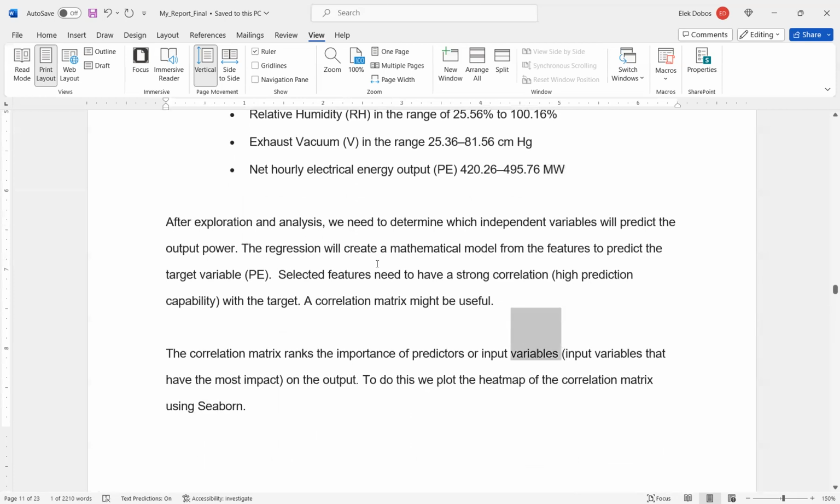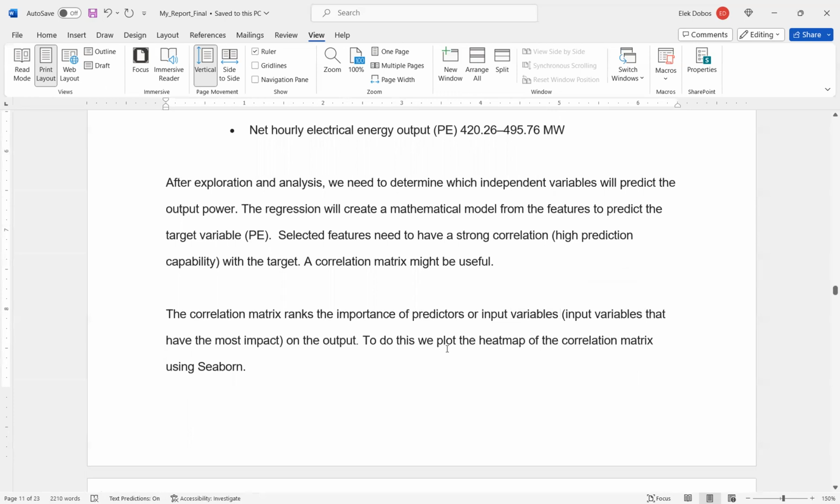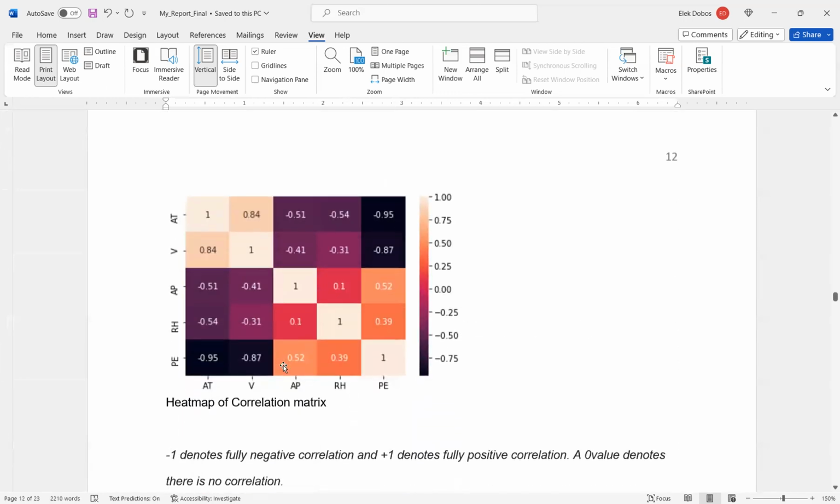After exploration analysis, we needed to determine which independent variables will predict the output power. The regression will create a mathematical model from the features to predict the target variable PE. Selected features need to have a strong correlation, a high prediction capability, with my target. A correlation matrix may be useful. And that was the heat map I had shown a moment ago, which I'll show again. The correlation matrix ranks the importance of predictors or input variables that have the most impact on my output or dependent variable. In order to achieve this, I'm going to plot the heat map of the correlation matrix using the Seaborn library in Python.